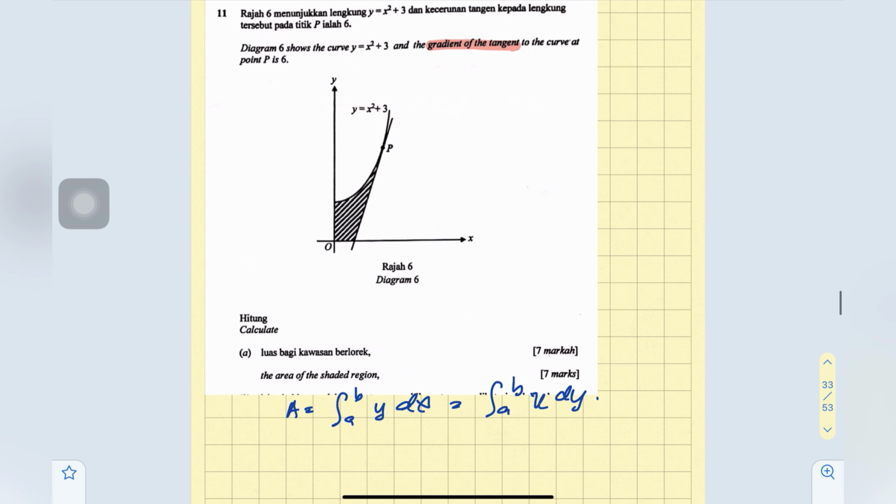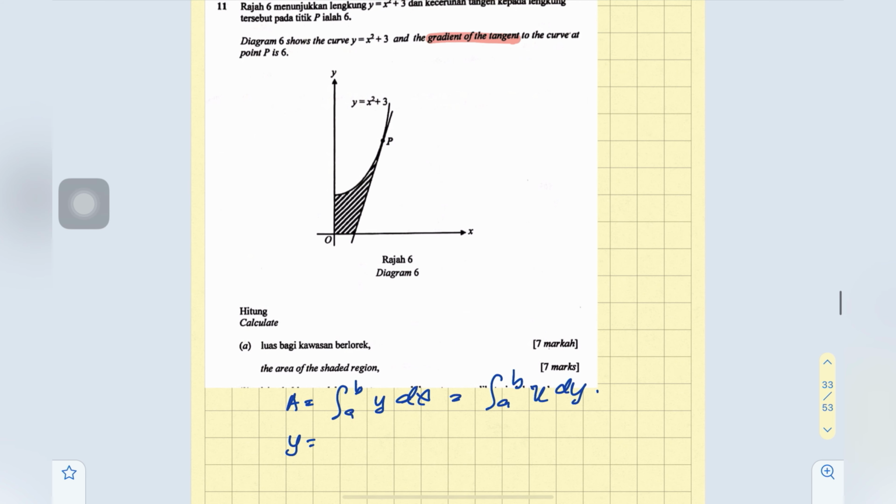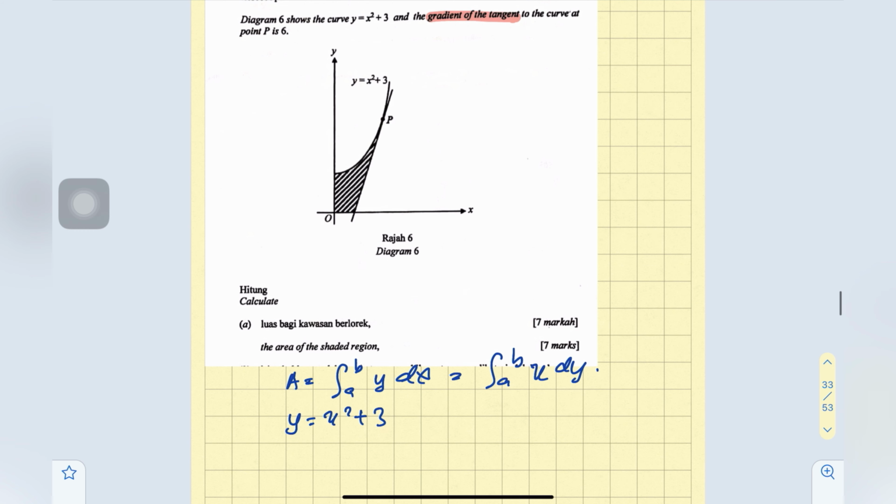Then, given the curve y equals x squared plus 3, we can differentiate with respect to x. So dy/dx equals 2x. Then dy/dx is 6, so this equals 6. So we get x equals 3.